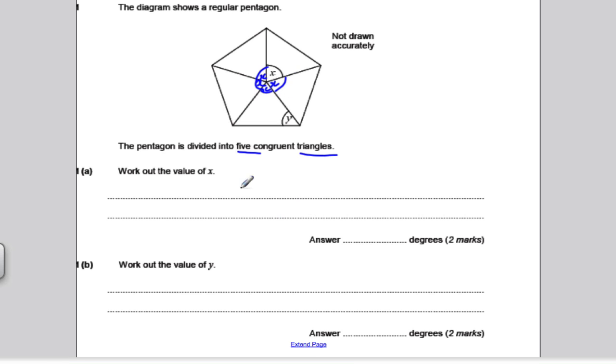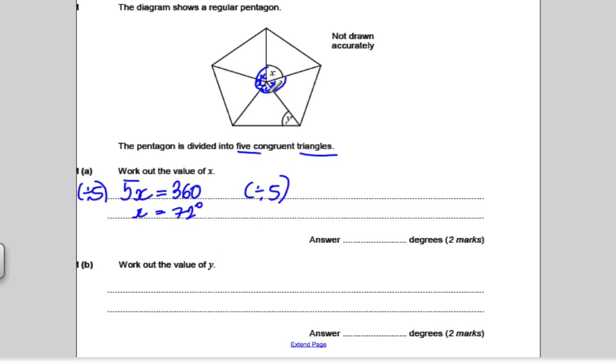Angles round a point add to 360. So 5 lots of x must add to 360. So divide both sides by 5 to work out what x is. And you would get x is simply 360 divided by 5, which is 72 degrees. Okay, then it says work out the value of y.